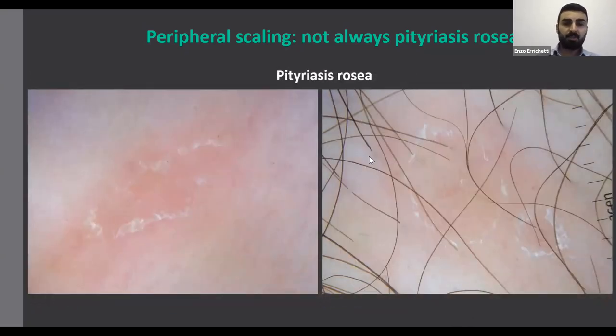This is pityriasis rosea. As you can see here, in pityriasis rosea, we do not see any vessel. And if we have some vascular findings, vessels are actually sparse and just few. And I have to say that in pityriasis rosea, this peripheral scaling is more elongated, especially on the trunk. And this could be a clue to differentiate the peripheral scaling that we may appreciate in pityriasis rosea from that one of psoriasis or tinea corporis.